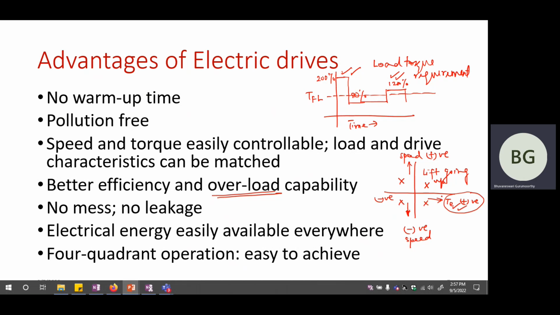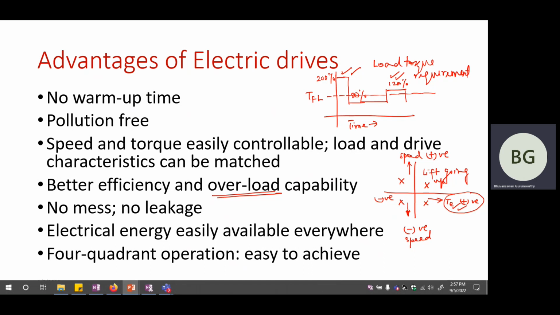So all four quadrants of operation may be required. For example, even in an electric vehicle, I may like to reverse for some time. Or if I'm going up the hill or down the hill, accordingly, I might have to generate a torque in the positive direction or negative direction. So four quadrant operation becomes extremely important in any drive system.